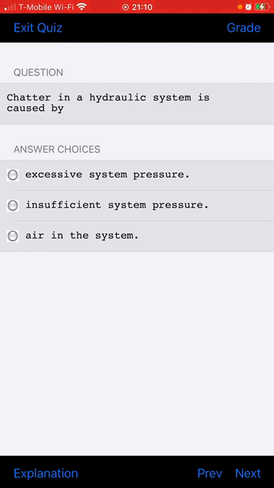Now, chatter in the hydraulic system is what? The air in the system. Air, chatter. Remember, you chatting too much. You have too much air coming out your mouth. So just remember that. Chatter in the hydraulic system is because of air.